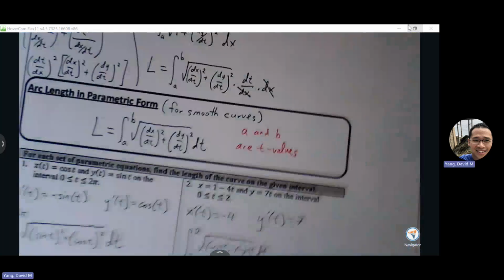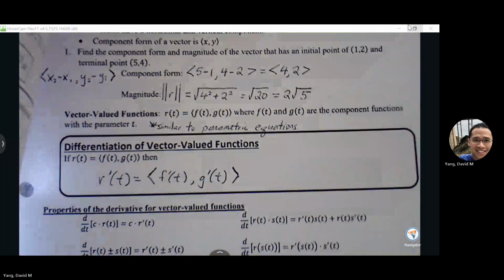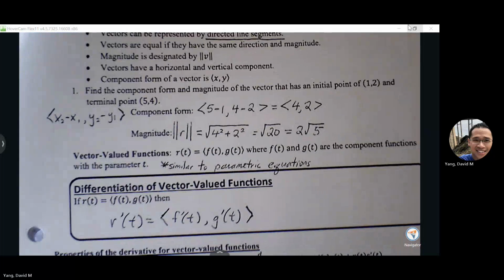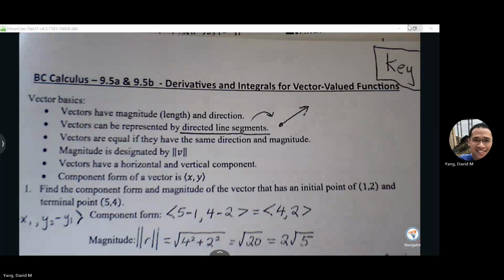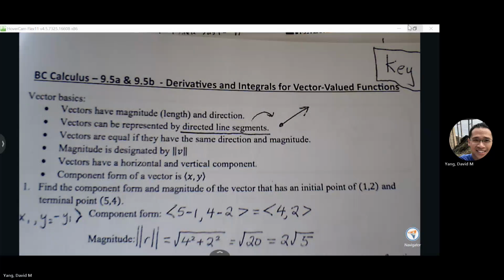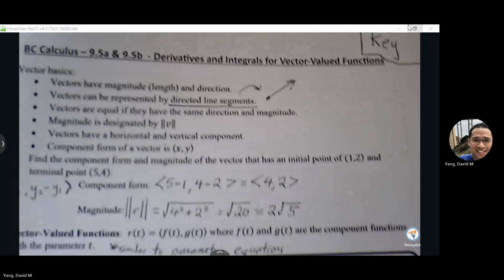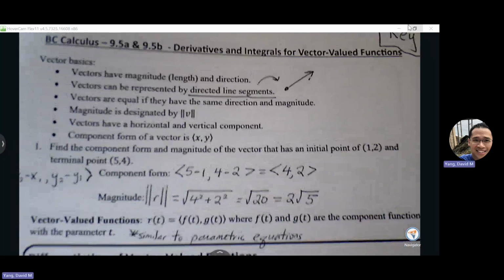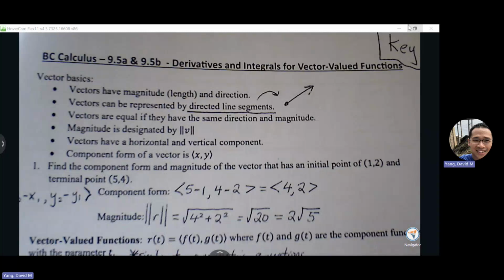Let's go to page 19. And we're going to talk about vectors, but it's going to feel very familiar with what we've been doing with parametrics. So we'll just walk through the notes here. So page 19.